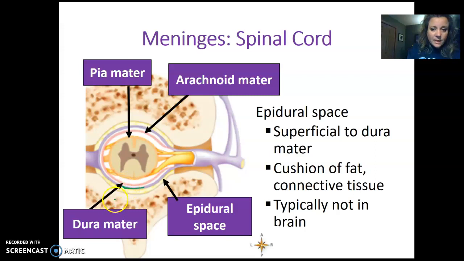I feel like this arrow is not pointing directly at the dura mater, but here it is in green, the dura mater. Now, the epidural space, as I mentioned, is not found in most brains. It is found, excuse me, in the spinal cord. And so the epidural space is superficial to the dura mater. So that's this pale yellow portion that I'm highlighting here for you. It's a cushion of fat and connective tissue. So it's going to add some extra support to the spinal cord and protect it from knocking against its bony casing when it gets jarred.